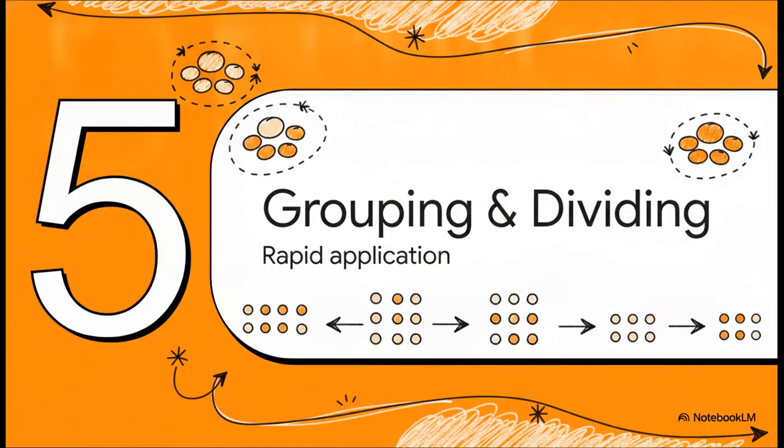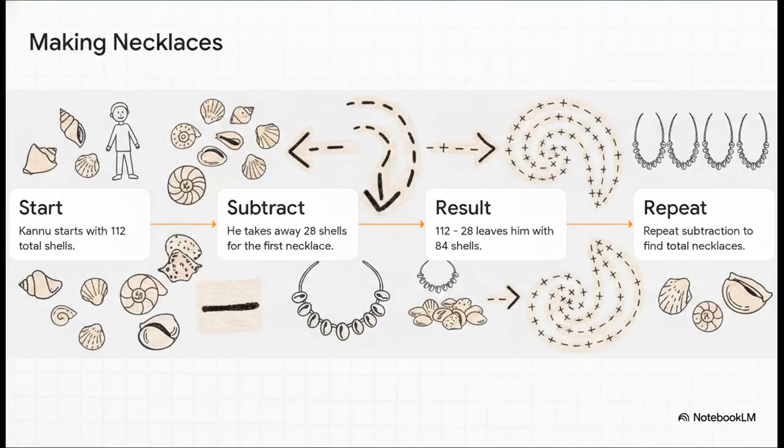Finally, section 5, grouping and dividing concepts. Time for some rapid-fire application of these skills. Watch this beautiful breakdown of a problem about a character named Kanu making seashell necklaces. He starts with 112 shells in total, and he needs 28 for a single necklace. So what does he do? He subtracts 28. Then he subtracts 28 again for the next one.